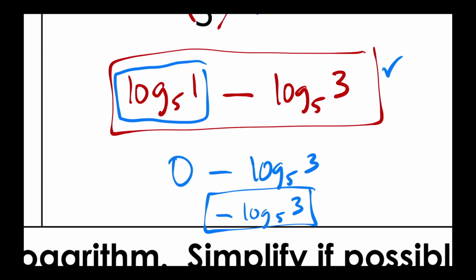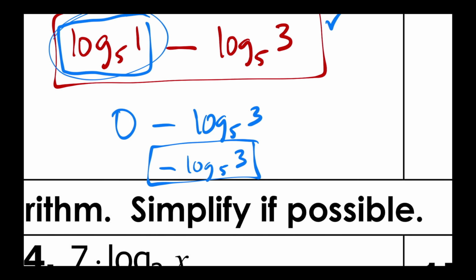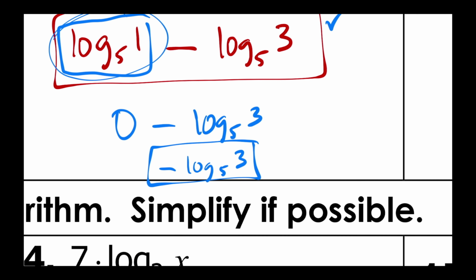But the result of this log, if we evaluated that log, is 0. Because again, logs are asking what exponent of that base gives me that answer. And the answer is 0, because 5 to the 0 power will give me 1. And so that would be your simplified answer.